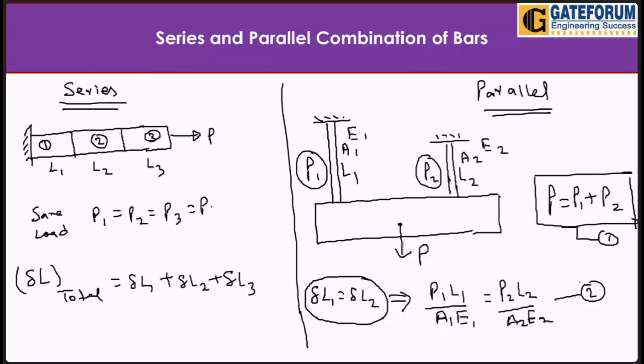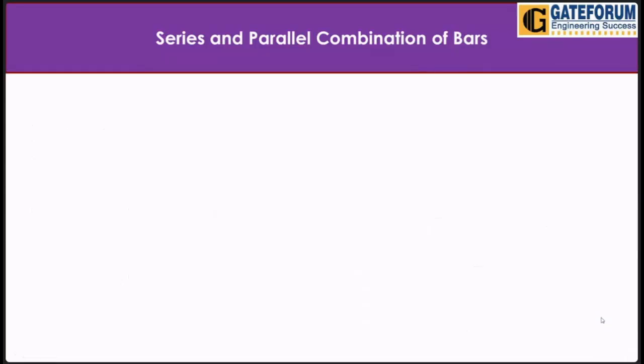If you solve equation number 1 and 2, I will get the value of P1 and P2. After solving 1 and 2, I will get the value of P1 also and P2 also. That's it. Solved. If somebody asks what is the stress in the first, definitely I can get. Stress in the second, definitely I will get. So here we have series and parallel combination of bars. Very simple. Okay.